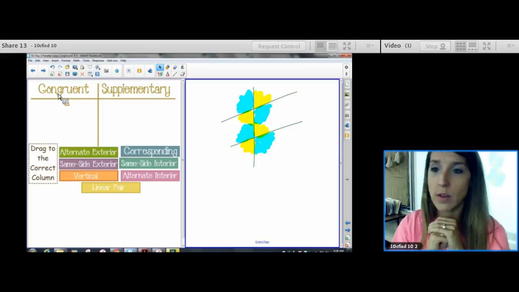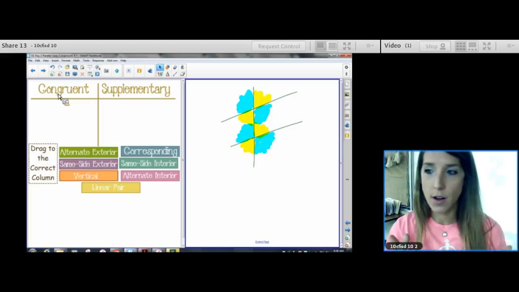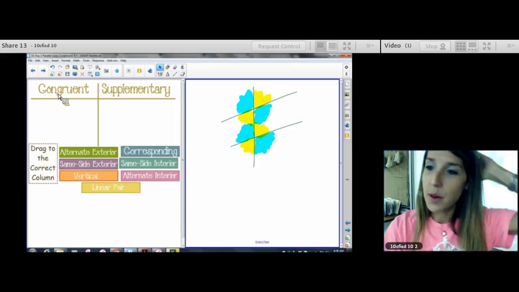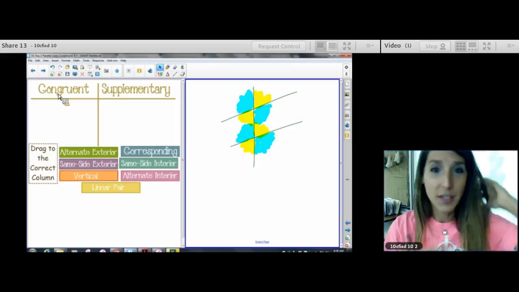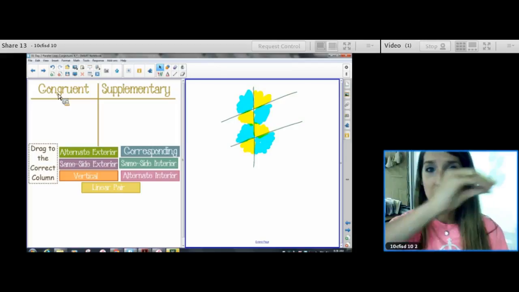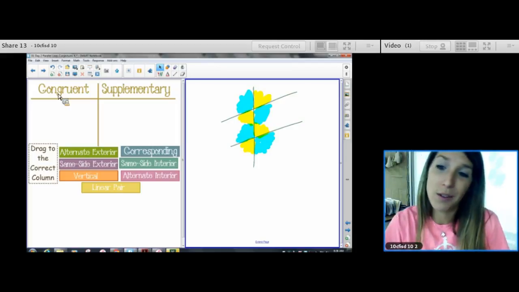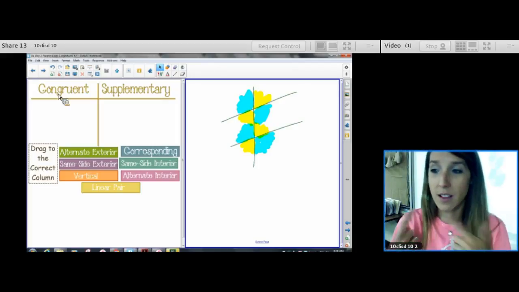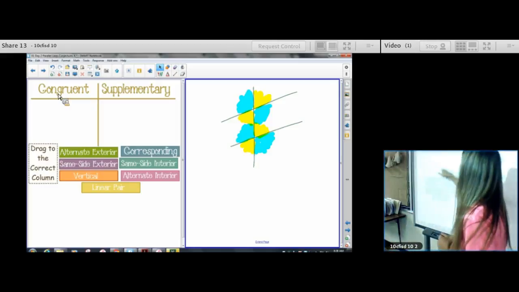Now we want to categorize all of our new vocab. Are they congruent or are they supplementary? So if we find two angles that are the same color, then that word goes in the congruent column. And if we find two angles that are different colors, yellow, blue, then they are supplementary. Okay, let's start with it.